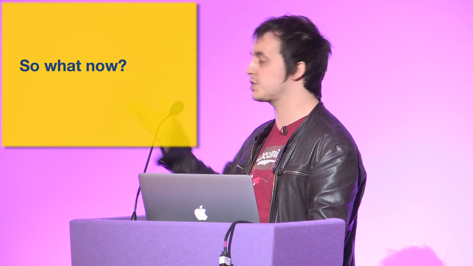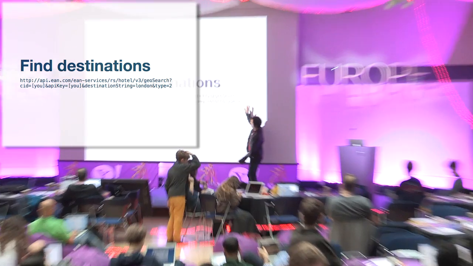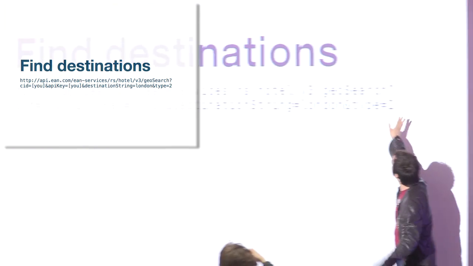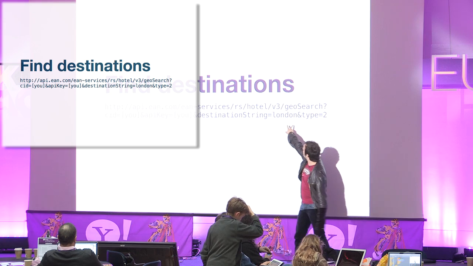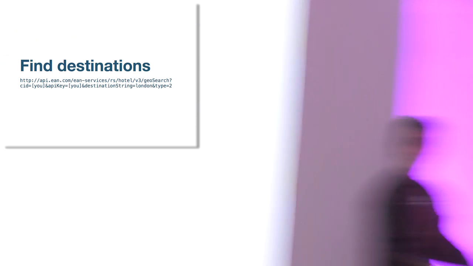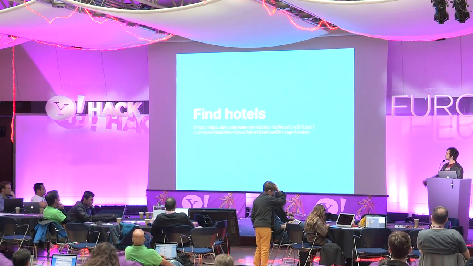So once you've signed up, what now? Well, you can find destinations. I was saying about landmarks and things like that. You can do a query against our API to find all of the landmarks and destinations and things like that based on a query string. So our URLs are a little bit ugly, sorry. So here, for example, I am finding all of the landmarks around London. You could find all of the regions of London, all this sort of thing. And then based on that, you could find hotels, again in London in this case.